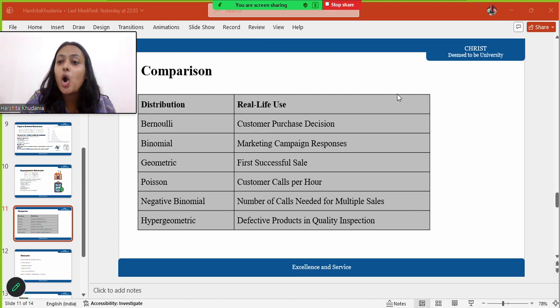This table compares all six distributions. Although all are discrete probability distributions, each one models a different real life situation. Selecting the appropriate distribution depends on whether the problem involves one trial, multiple trials, repeated trials until success, random events over time, or sampling without replacement.